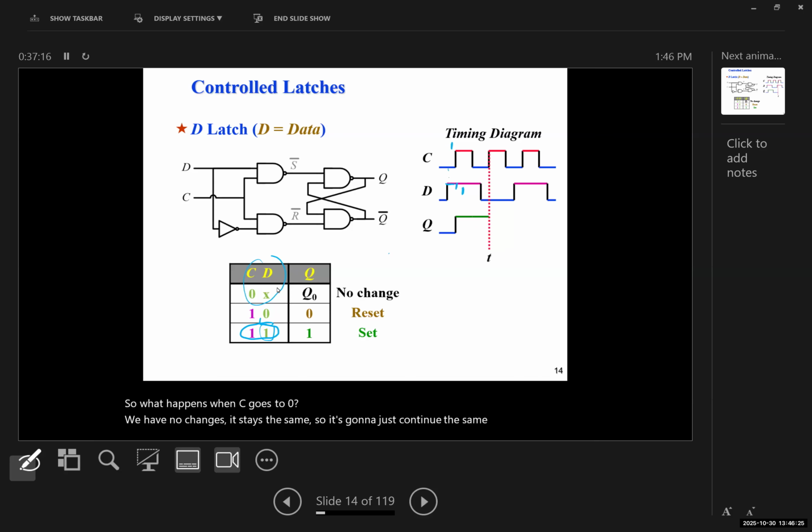But now you can see that D went to 0. Here at this point, D went to 0. But did Q change? Why not? Because C is still 0. So as long as C is 0, we don't care about D. As long as C is 0, changing D would not have any effect on Q. But when the next timing comes and C becomes 1, we will look at D and determine the output based on that D. Now here, C has changed to 1. What is D right now when C is 1 at this point?